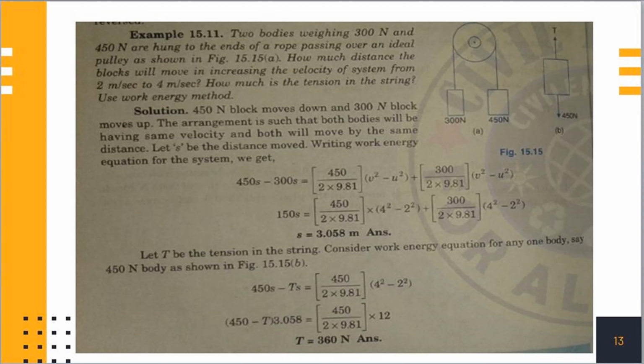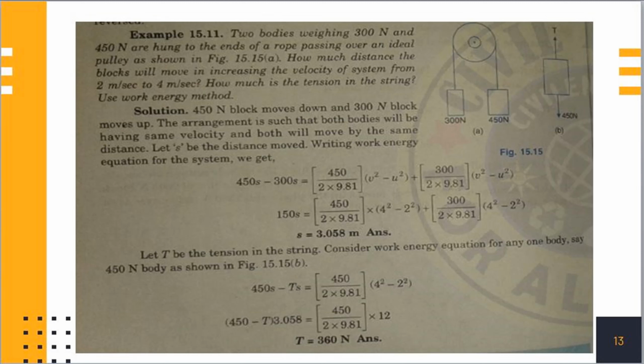Writing work energy equation for the system, we get 450 into S minus 300 into S is equal to 450 divided by 2 into 9.81 into V square minus U square plus 300 divided by 2 into 9.81 into V square minus U square. Since in this problem the 450 Newton block moves in downward direction and the 300 Newton block moves in upward direction, we get S is equal to 3.058 meter.